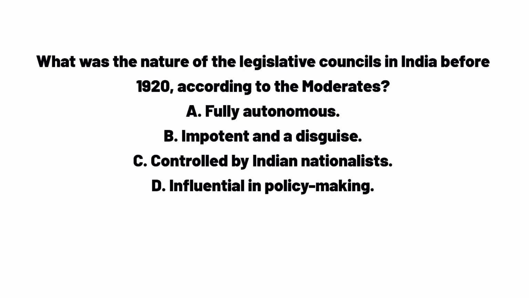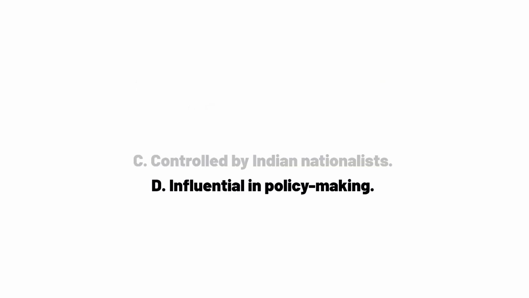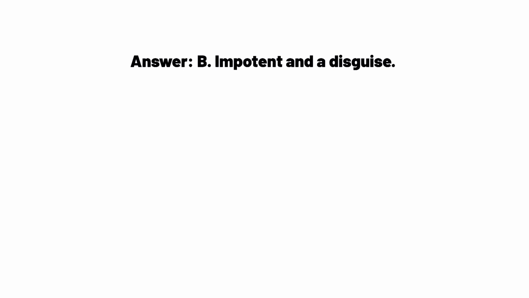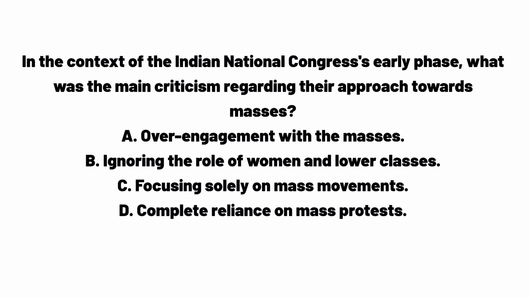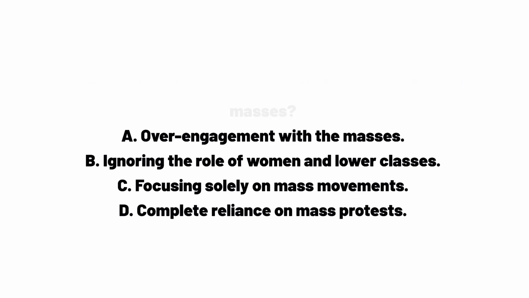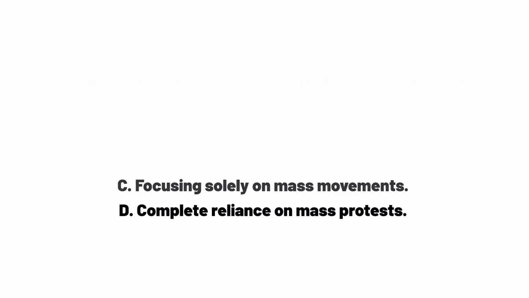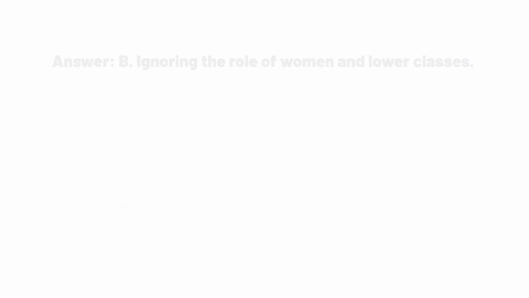A. Fully autonomous. B. Important and a disguise. C. Controlled by Indian nationalists. D. Influential in policy making. Answer: B. Important and a disguise. In the context of the Indian National Congress's early phase, what was the main criticism regarding their approach towards masses? A. Over-engagement with the masses. B. Ignoring the role of women and lower classes. C. Focusing solely on mass movements. D. Complete reliance on mass protests. Answer: B. Ignoring the role of women and lower classes.